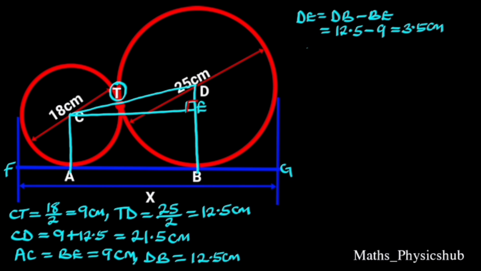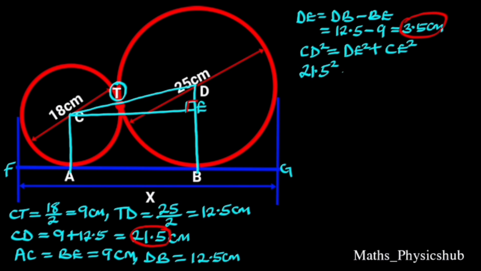From Pythagoras rule, CD squared equals DE squared plus CE squared. Since CD is 21.5, and DE, 3.5, substituting these values in this formula will give us 21.5 squared equals 3.5 squared plus CE squared.